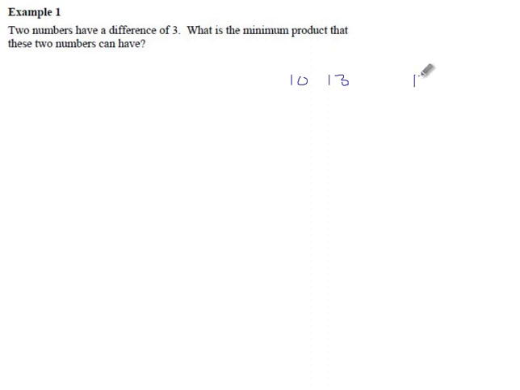And the product of those two numbers is 10 times 13, which is 130. If I cut the numbers down a little bit, say 8 and 11, the product of those numbers is 88. If I do 5 and 8, the product is 40. So the product isn't always the same, and in fact, right now the product of these numbers is dropping. And if I go to 0 times 3, the product of those two numbers is 0. So the product drops, and it keeps on dropping.